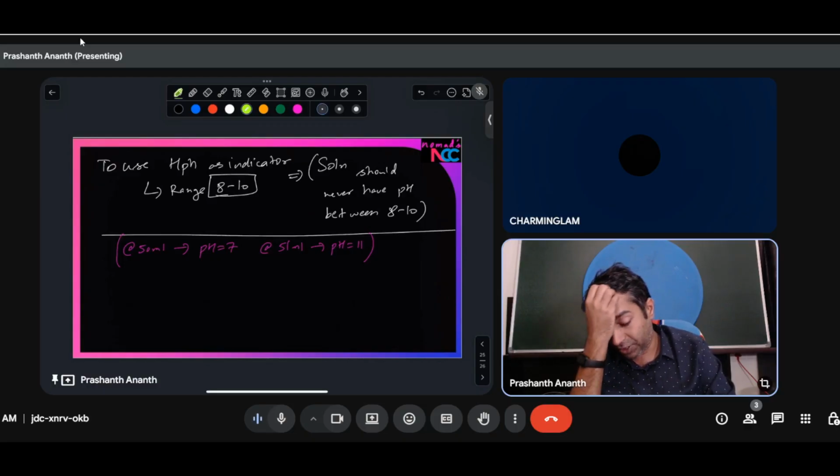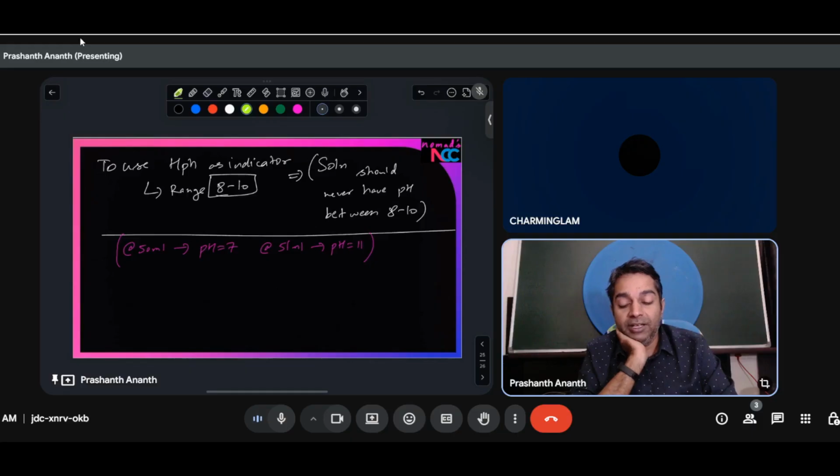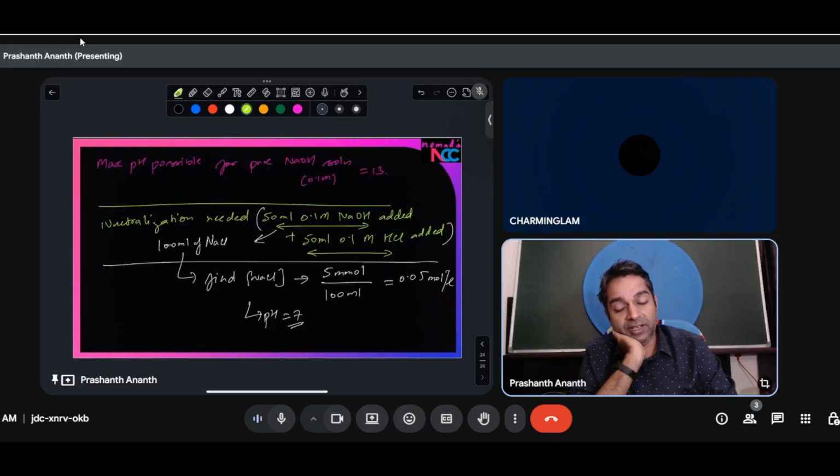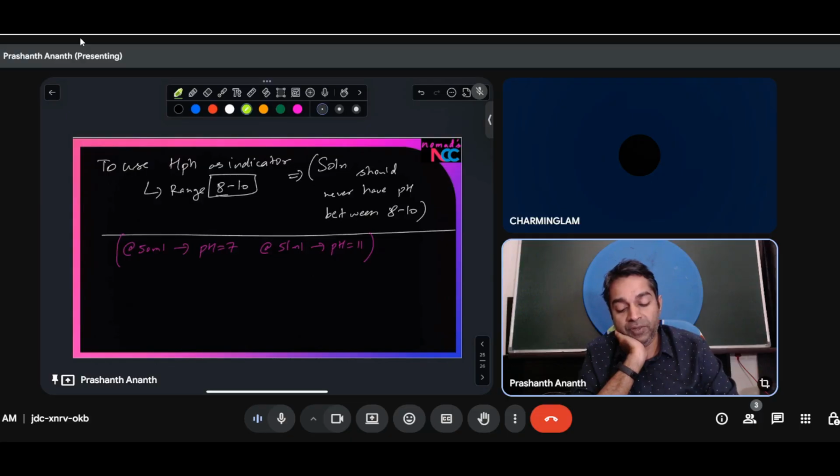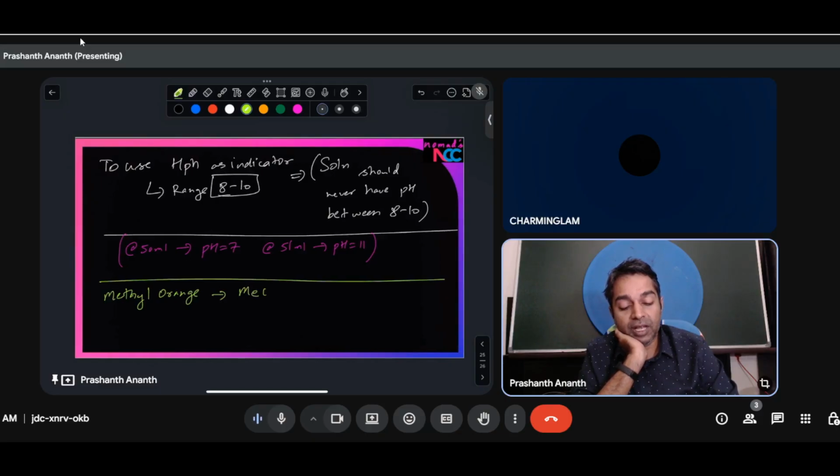Next thing I'm going to mention is a different indicator. There's another type of indicator which we can use over here, which is called methyl orange. Usually I prefer using the abbreviation MeOR. Either capital R or small r, I don't really care. Methyl orange, basically it's just an abbreviation. The range for this methyl orange is going to be 3 to 5.